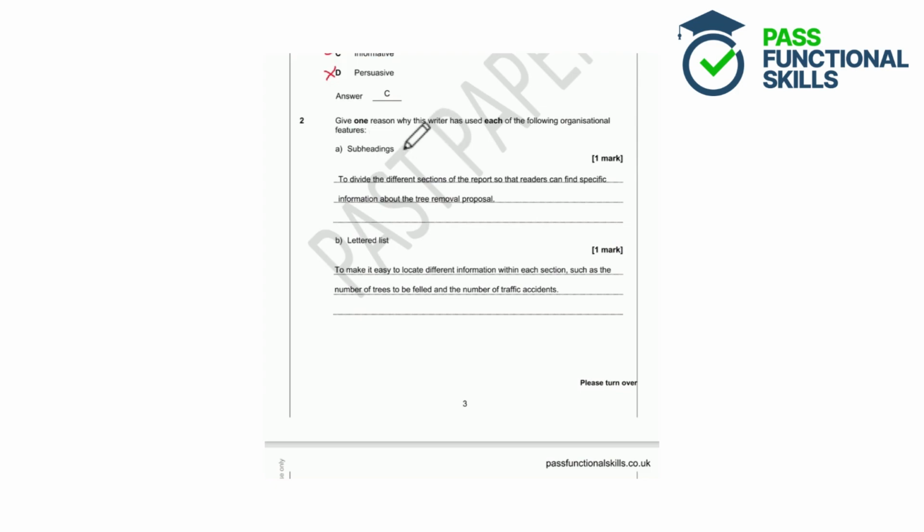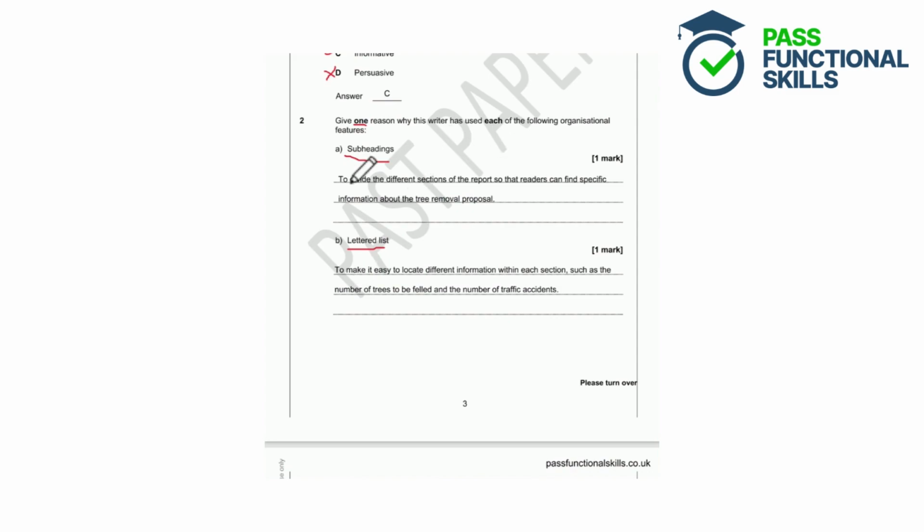Okay, so question 2, give one reason why the writer has used each of the following organisational features. So we've got A, subheadings, and B, a lettered list. So we need to look here as to why the writer has used these two different organisational features, and we only need to give one reason for each of their uses.